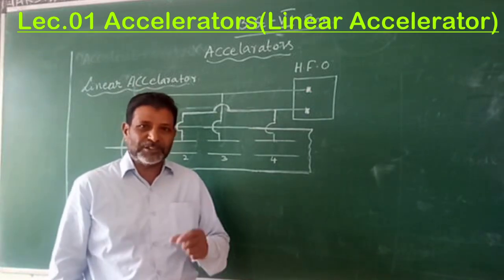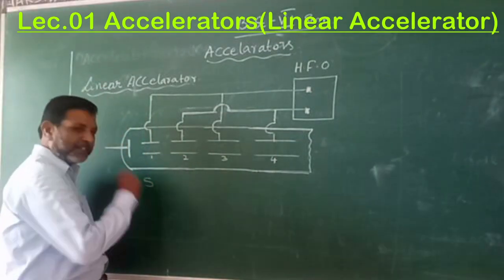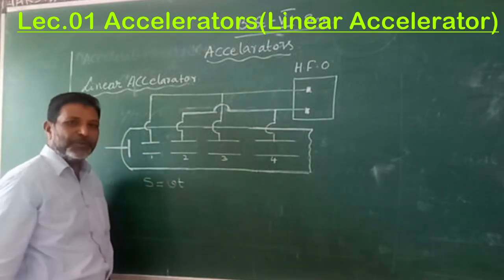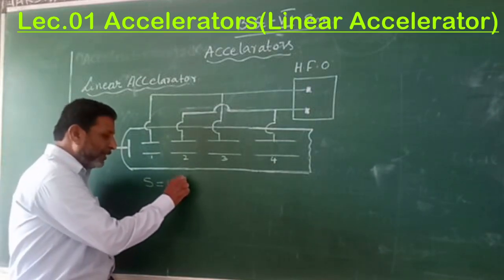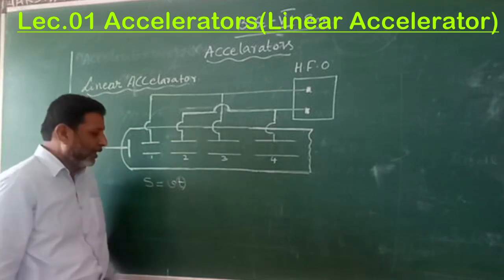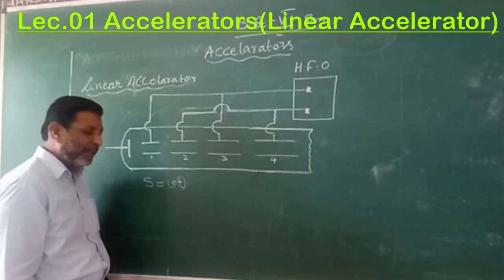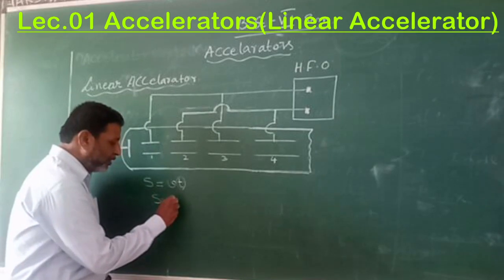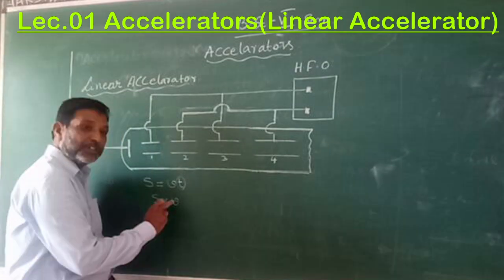The first one: you are very familiar with the general formula of distance, isn't it? Distance is equal to velocity into time, d = v × t. Now, suppose you want to maintain time as a constant. Mathematically, you will get proportionality here. That is, distance is directly proportional to the velocity.